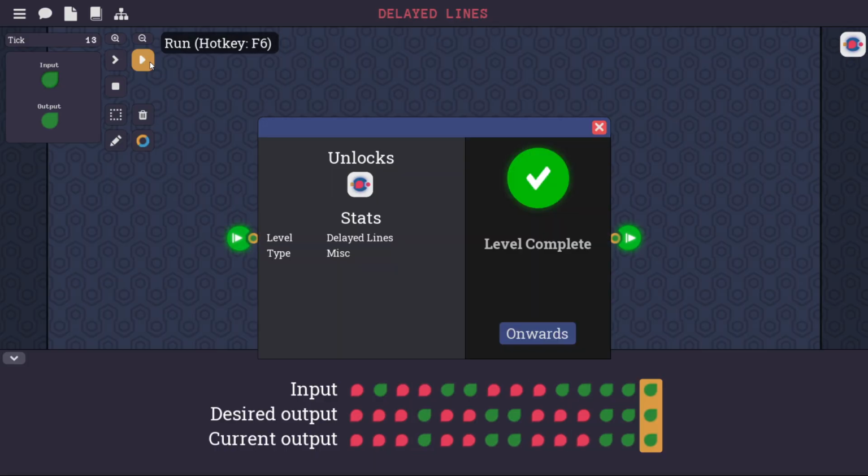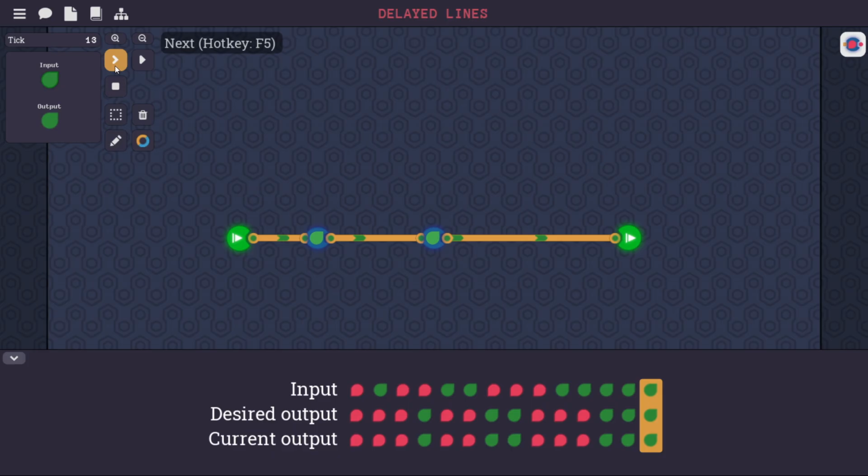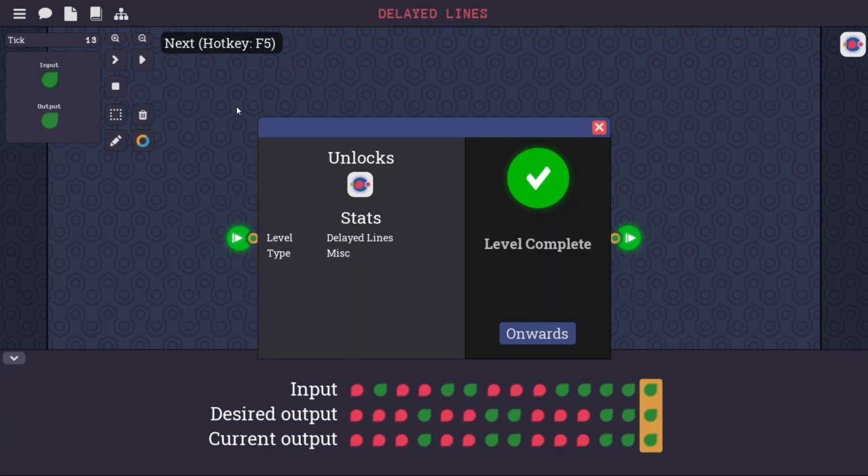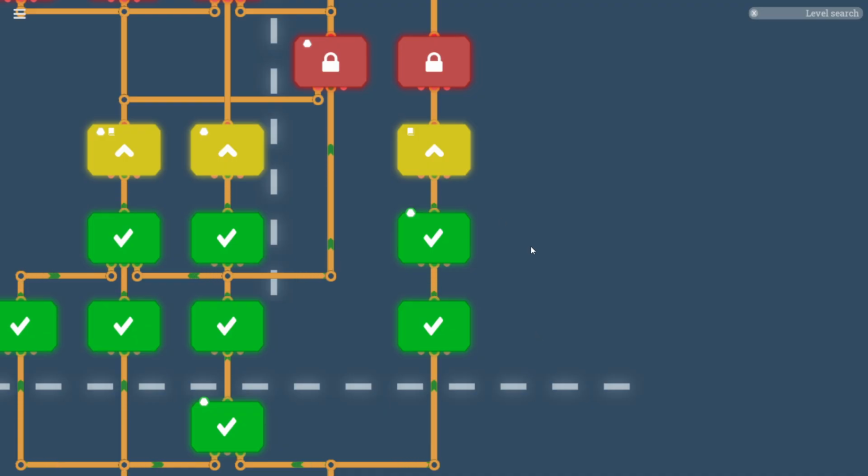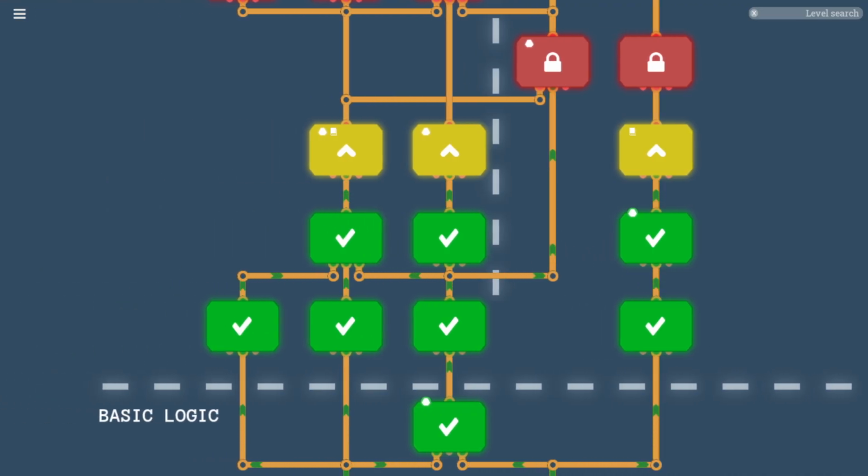And if I run it all, yeah, it works, but let me just run it step by step. You can see the signal propagating to the end, another one propagating little by little, and again. And that's the level of delay line. And this should be our final class for today.